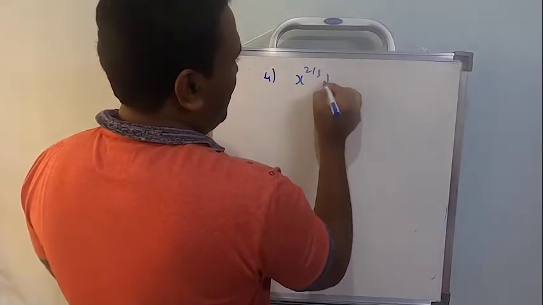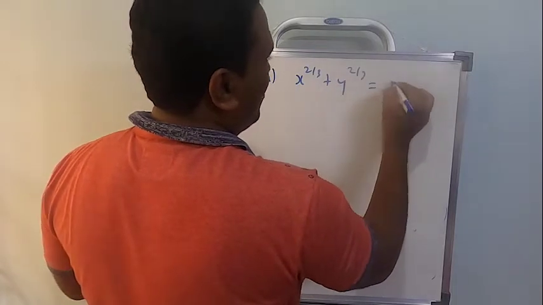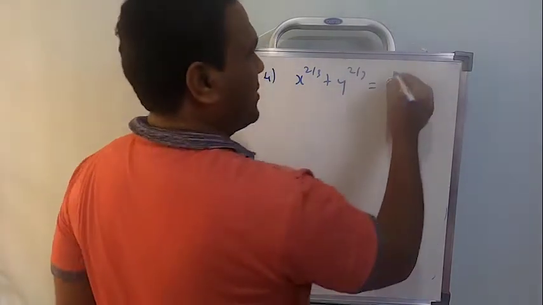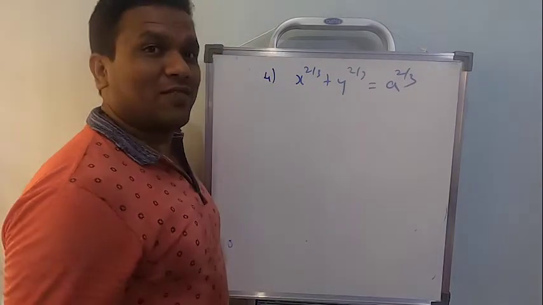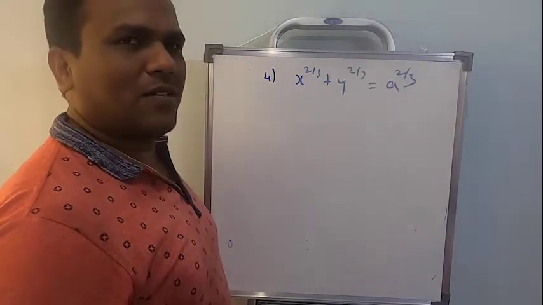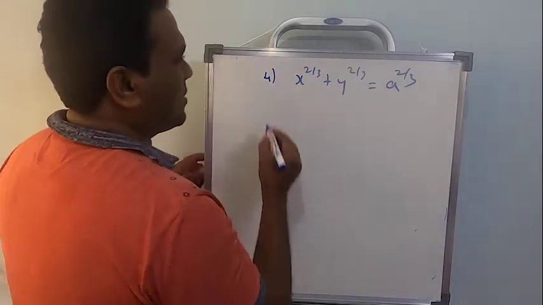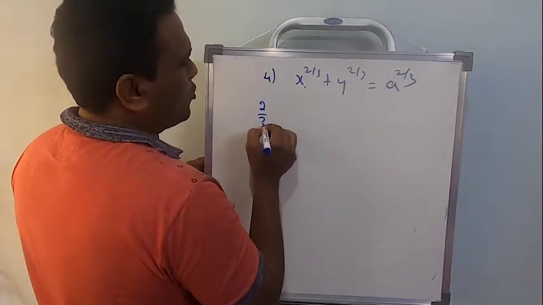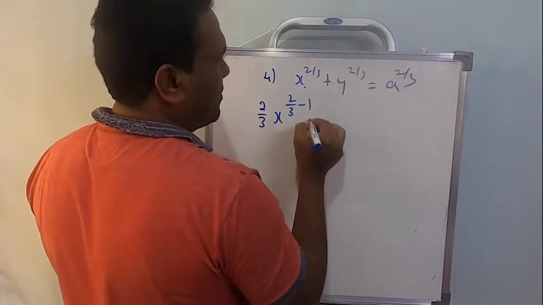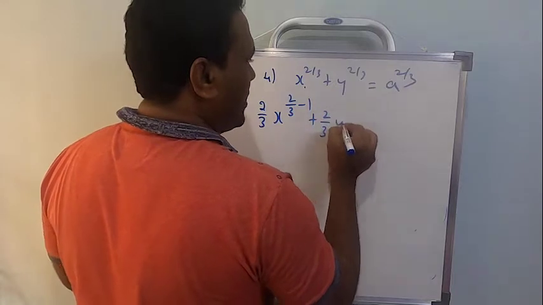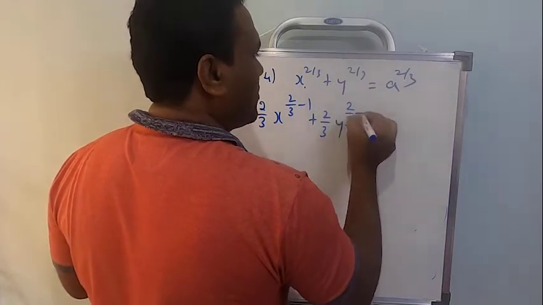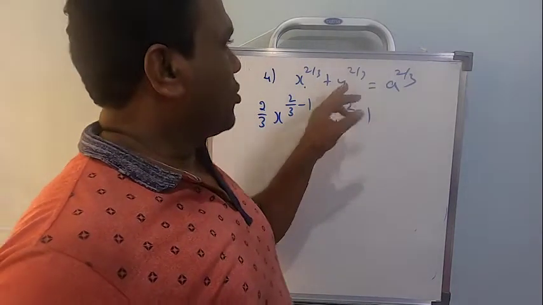x power 2 by 3 plus y power 2 by 3 is equal to a to the power 2 by 3. So my suggestion is to go for direct differentiation. It's not parametric, but actually can be done. Now let us differentiate this directly. So 2 by 3 into x to the power 2 by 3 minus 1 plus 2 by 3 into y to the power 2 by 3 minus 1. Remember, it's a term of y.